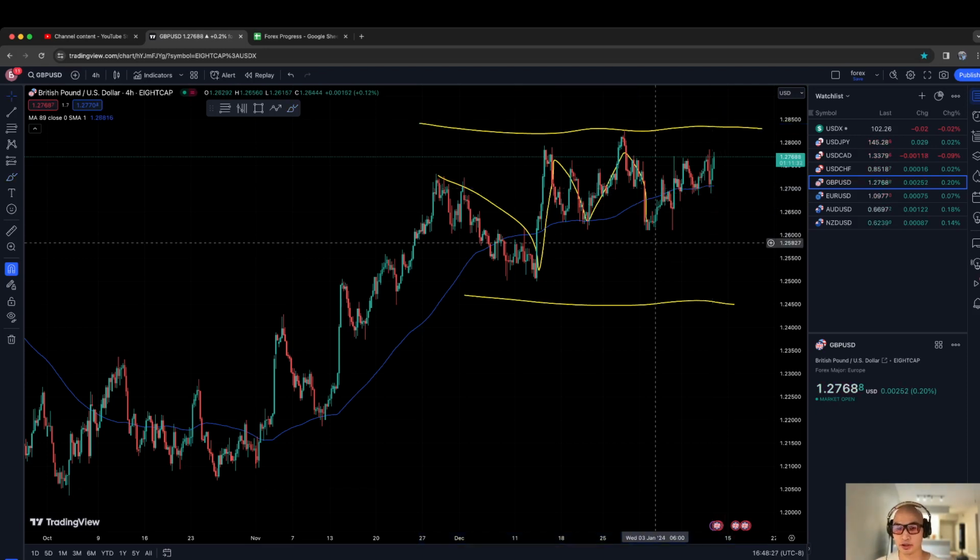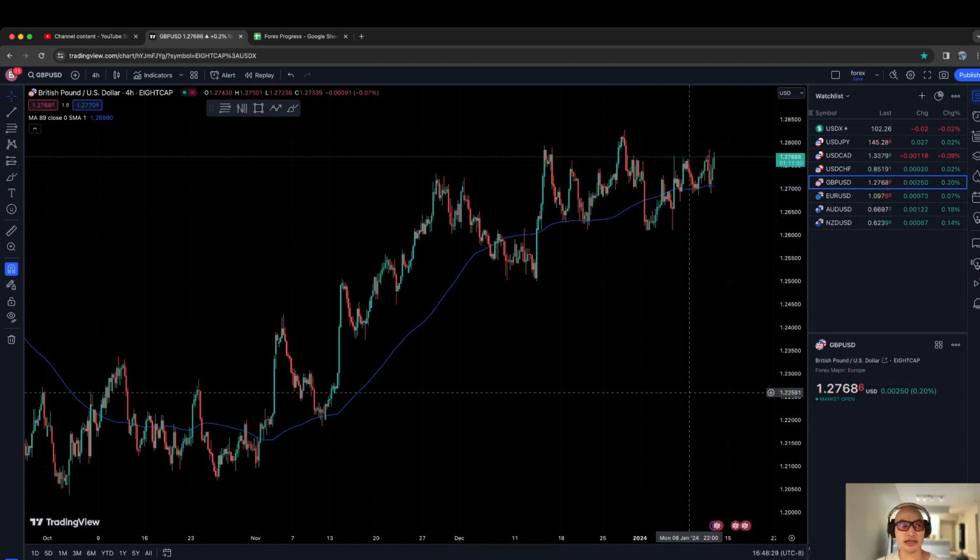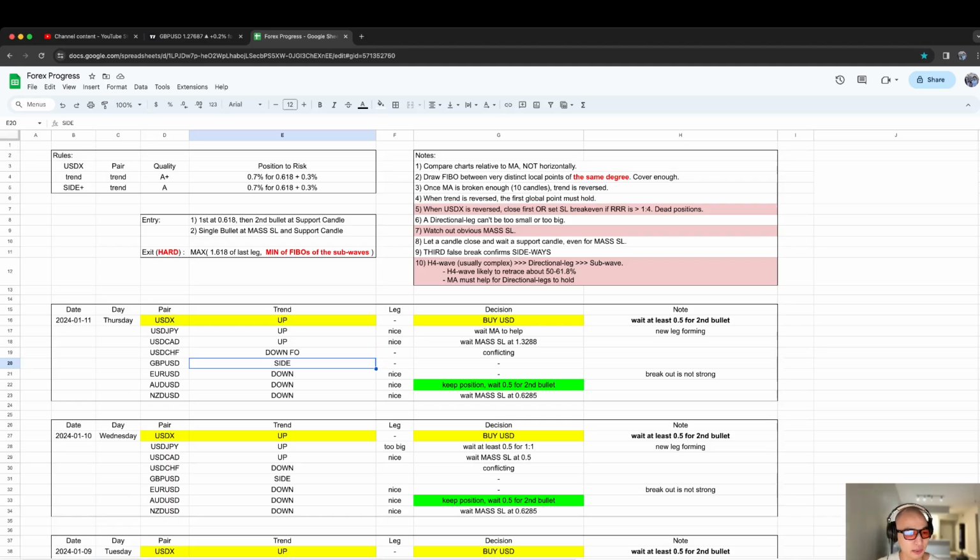We're not going to trade, right? So that's what I mean when I say Pound USD, trend is sideways. There's just nothing we can do except wait.